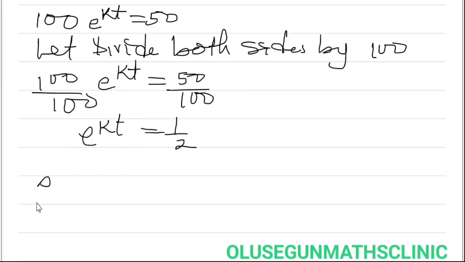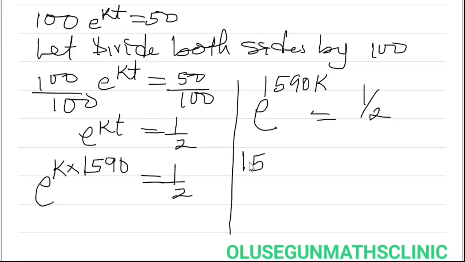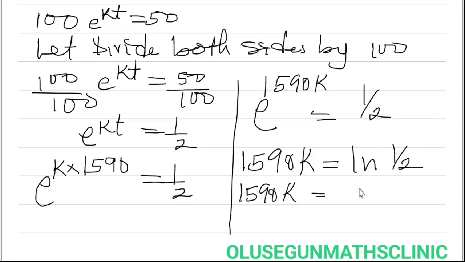Therefore, e^(k times 1,590) is equal to 1/2. So e^(1,590k) is equal to 1/2. Now, taking the logarithm form, 1,590k will turn to ln(1/2), which is minus ln 2. How does it look? ln of 2 raised to the power minus 1.